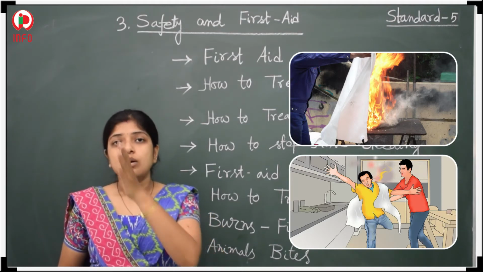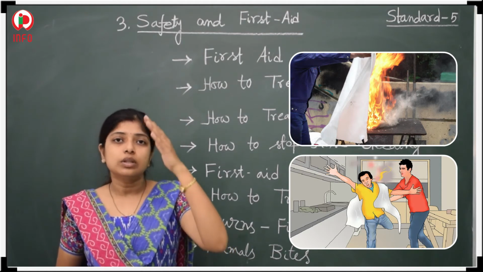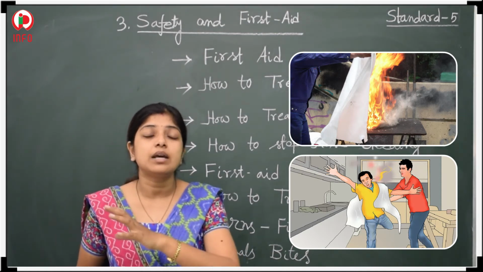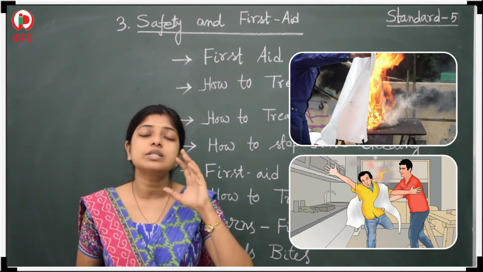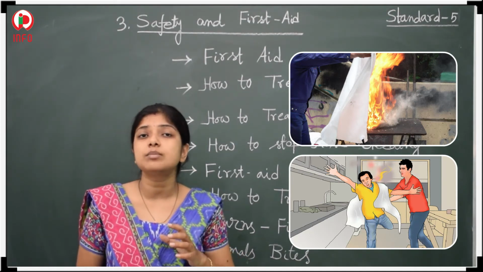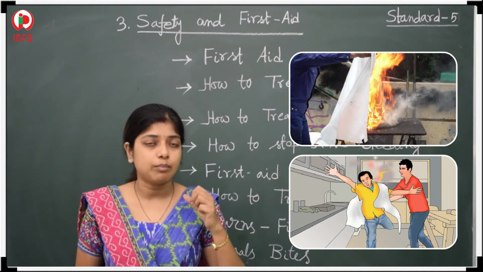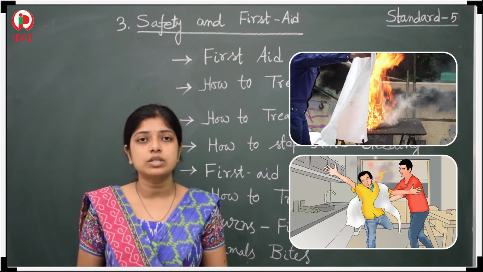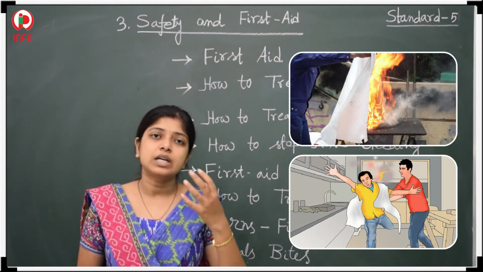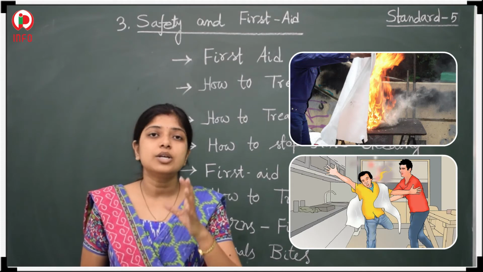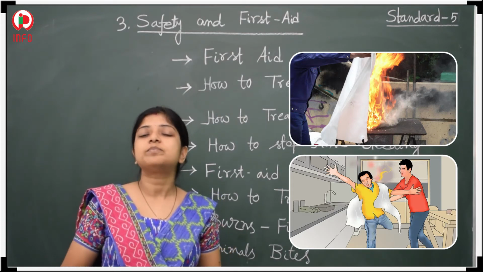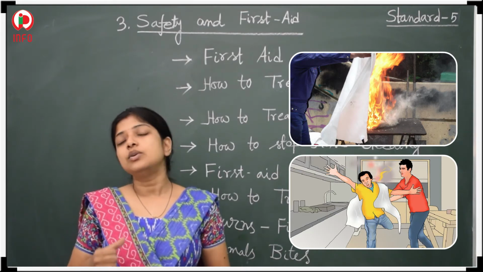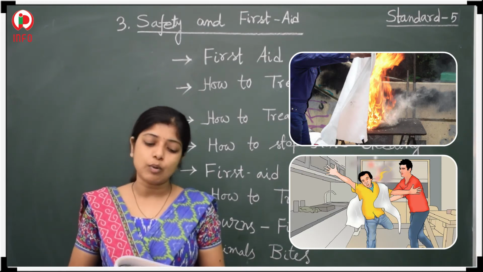It creates a barrier between the victim's body and the air, because the air contains oxygen, and oxygen is the only ingredient responsible for fire. First thing, if anyhow you can cut the supply of oxygen, the fire or the burning will automatically stop. So with the help of one thick blanket, you have to cover the victim's body.